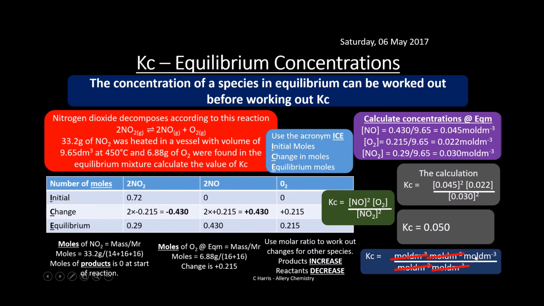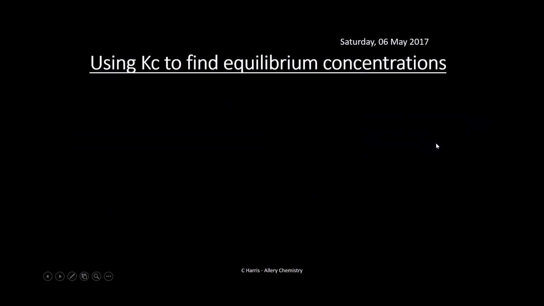There we are, and we're left with 1 unit left on the top. Because it's already on the top line, we literally transpose that, put it up there, and there's your answer. Moles per dm cubed. Kc is 0.050. Big marks here. Very, very difficult. Just make sure you write your ICE table out and remember, you're really looking for the change and use the equilibrium moles to work out the concentration.